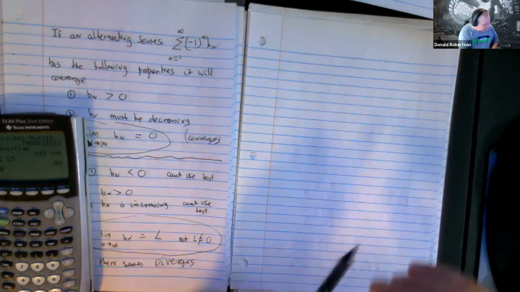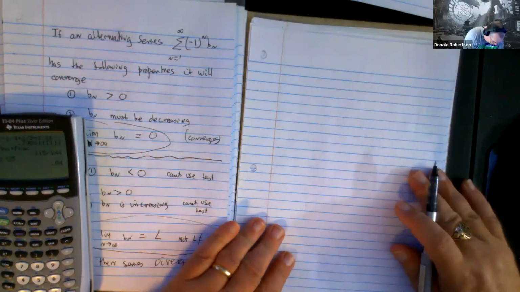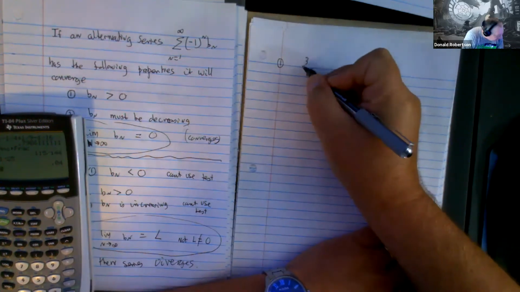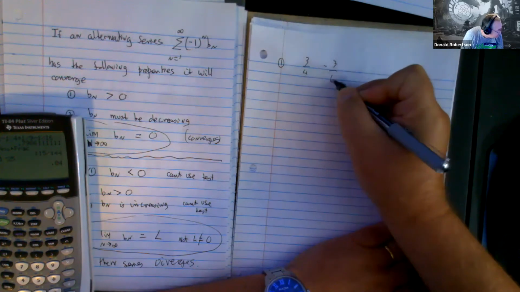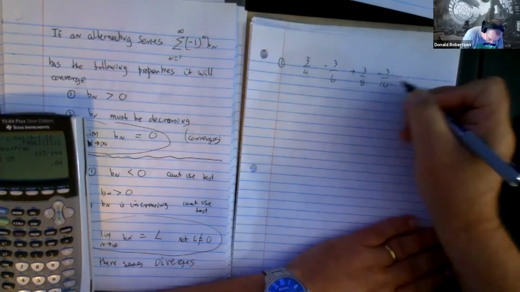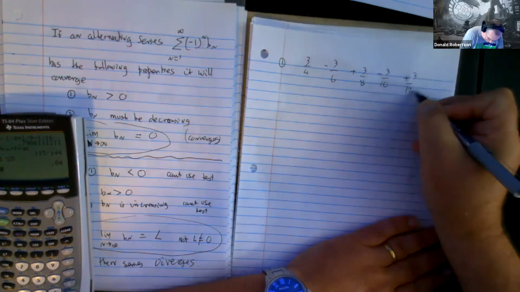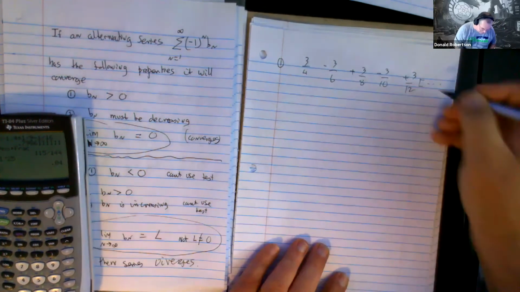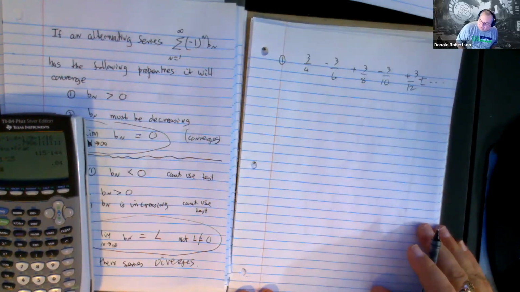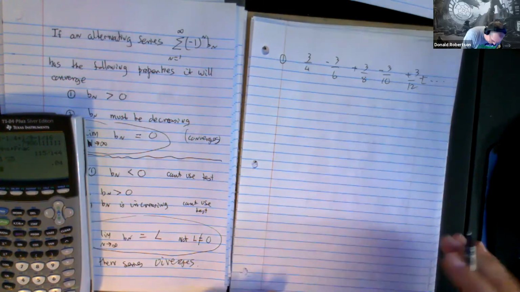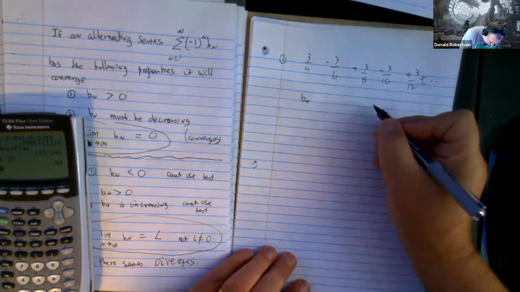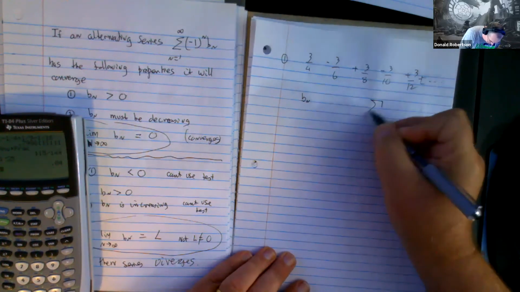So let's show you what some homework questions look like. This is question 1. 3/4, take away 3/6, plus 3/8, take away 3/10, plus 3/12, plus or minus whatever, right? Uh-oh, I don't have a formula. Now, let's put the answer over here once we get it.